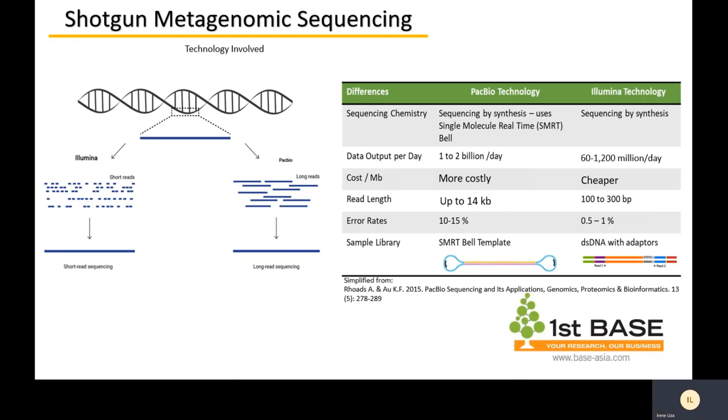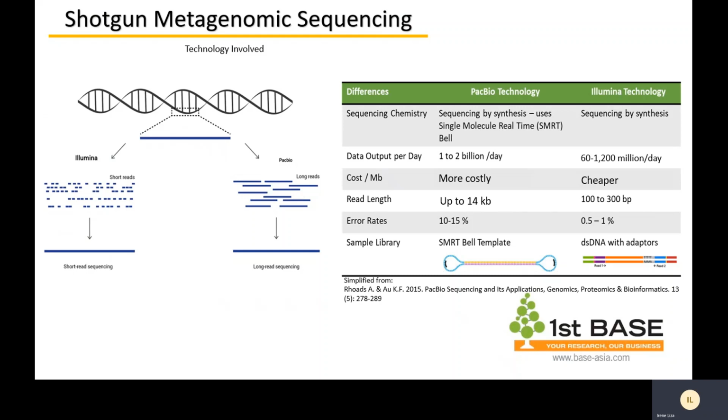Now, there are a few technologies and chemistries that can be used to do metagenome sequencing. But in this talk, I'm just going to focus on the two most common technologies, which are Illumina and PacBio. Illumina basically produces short reads, while PacBio provides longer reads. So you can choose either one, depending on the objective of your study and also the available budget.